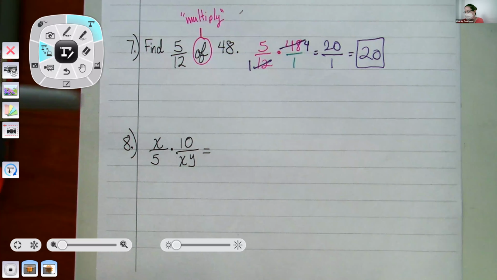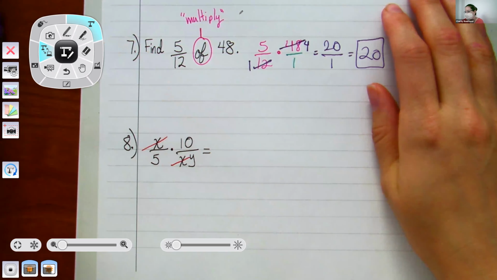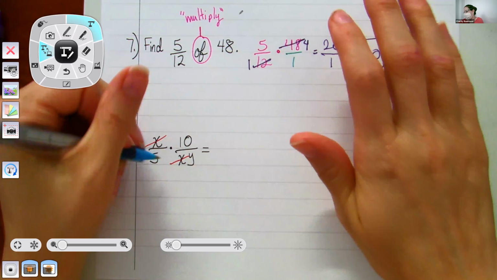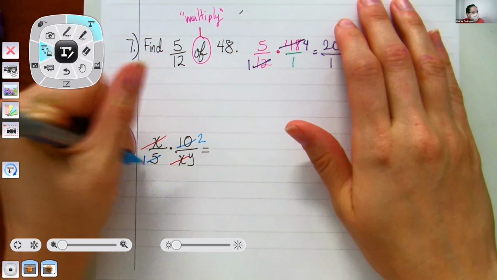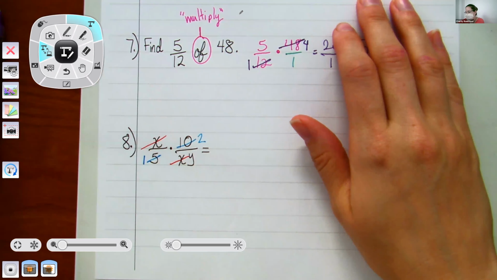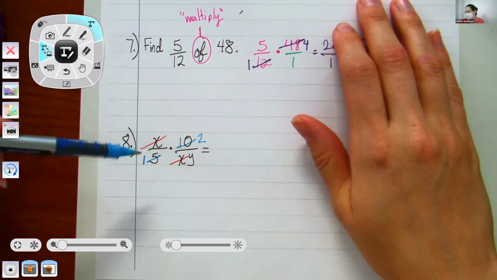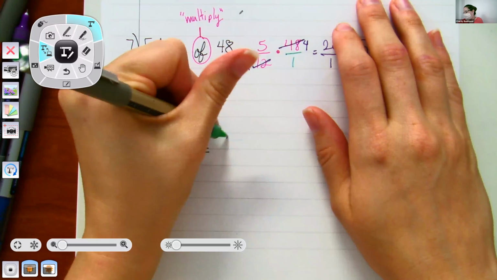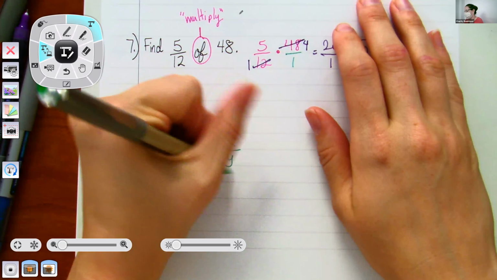All right, number 8. I can cancel out the x's. And I can reduce 5 goes into 10 2 times, and 5 goes into 5 1 time. And so you could say that x goes into x 1 time, so you could just say there's a 1 there. So then 1 times 2 is 2. 1 times y is y, so 2 over y is the answer.